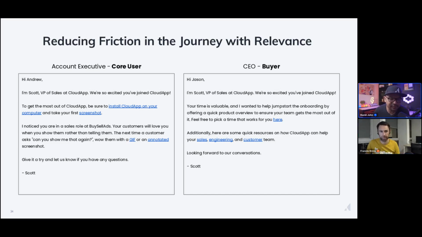I love this. I think this is related to one of the questions from Meg: how do you view PLG in collaboration with sales-led onboarding, a blended approach?